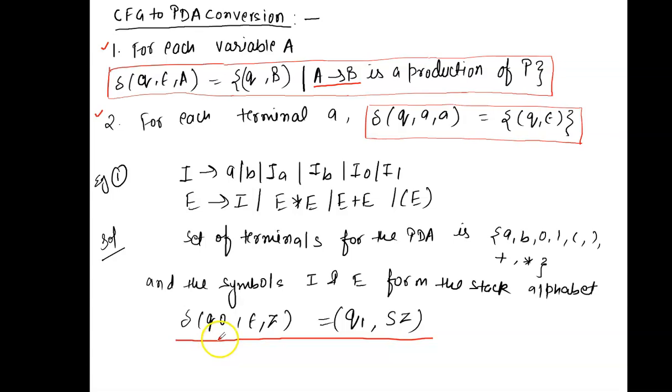Whenever any problem is asked, you always have to write this transition. My current state is the start state, no input, epsilon represents no input, and Z is the stack alphabet, so it will always be there in the stack. I change the state from Q0 to Q1 and push S onto the stack. This is the transition function which we are going to write. Then the second and third transition functions we write for each non-terminal and terminal using these two rules.